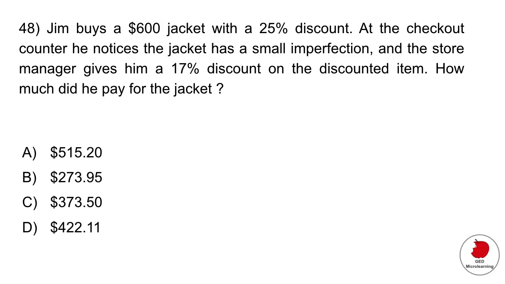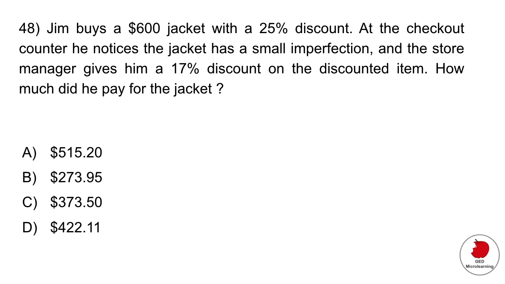All right, question 48. It says, Jim buys a $600 jacket with a 25% discount. At the checkout, he notices the jacket has a small imperfection, and the store manager gives him a 17% discount on the discounted item. How much did he pay for the jacket?